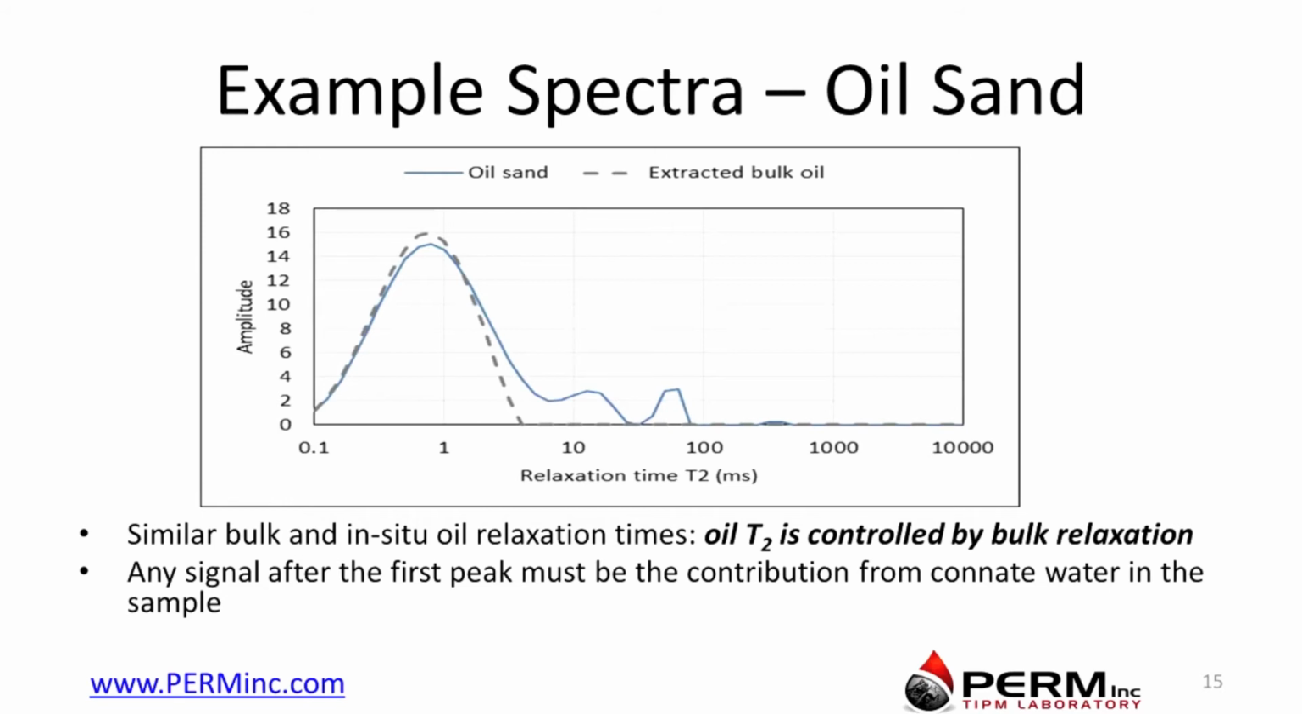And so essentially what we have is the bulk and the in situ T2GM values are going to be very close. And the other thing we can see is that any of this signal that's beyond the first peak can't be the contribution of oil anymore, because even as a bulk liquid, oil was relaxing very quickly. So this is the signal from connate water in the sample. So basically what we have here is a way of understanding the in situ T2GM of the oil, and a way of extracting the water amplitudes or the water saturations in the sample.